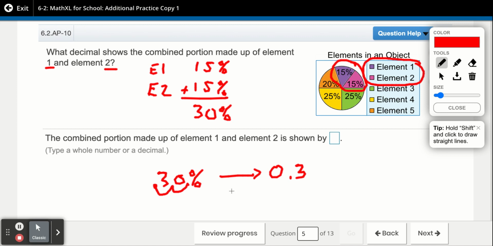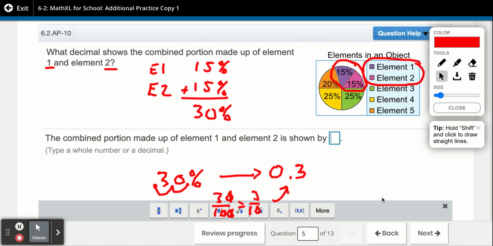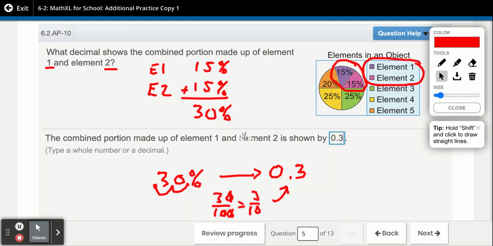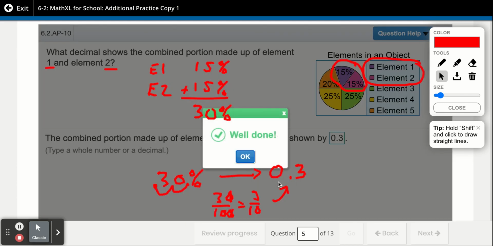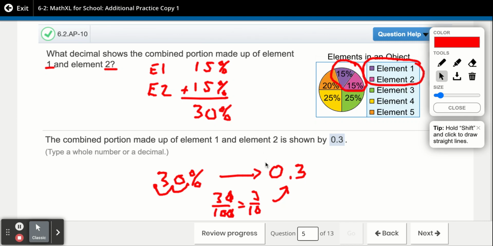How do we know that's right? Well, we can also say that 30% is 30 over 100 parts. And these are both powers of 10, which simplify to 3/10, which is our decimal right there. So the combined portion of element 1 and 2 is shown by the decimal 0.3. Woohoo! There we have it. And that's all, folks, for those additional Lesson 6-2 examples.